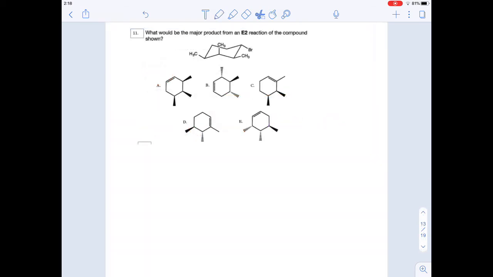So number 11 asks, what would be the major product from an E2 reaction of the compound shown? So just so you guys know, whenever you do an elimination reaction on rings, specifically E2 reactions on rings, the Br has to be axial, and the anti-hydrogen also has to be axial. So what this basically means is that the hydrogen of choice has to be 1 carbon apart and axial, while the Br is also axial. So that would make it antiperiplanar in rings. So I'm going to write that down. E2 on rings.